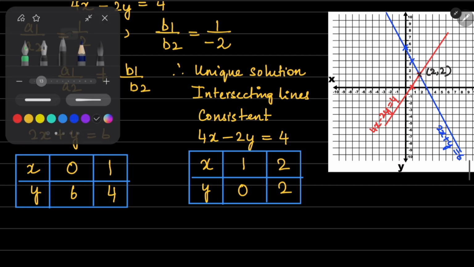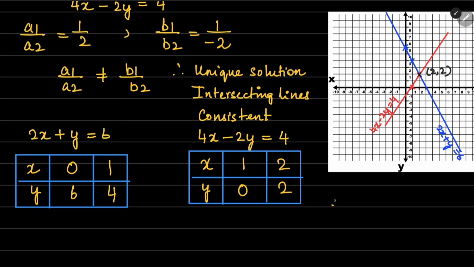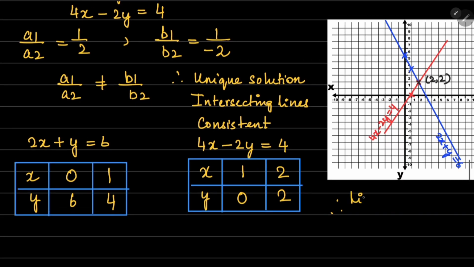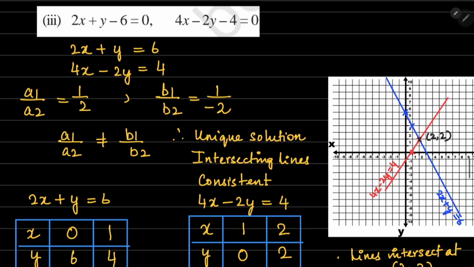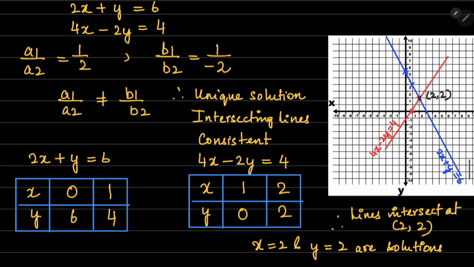Okay. So what is the solution of this? So therefore you can write, therefore the lines intersect at 2 comma 2. Therefore the solution is x equal to 2 and y equal to 2 are the solutions of this specific pair of linear equations. Okay, so you have solved it. You have found that it is consistent and you have solved it graphically. So you can see here 2 comma 2, right? So that's the point of intersection.